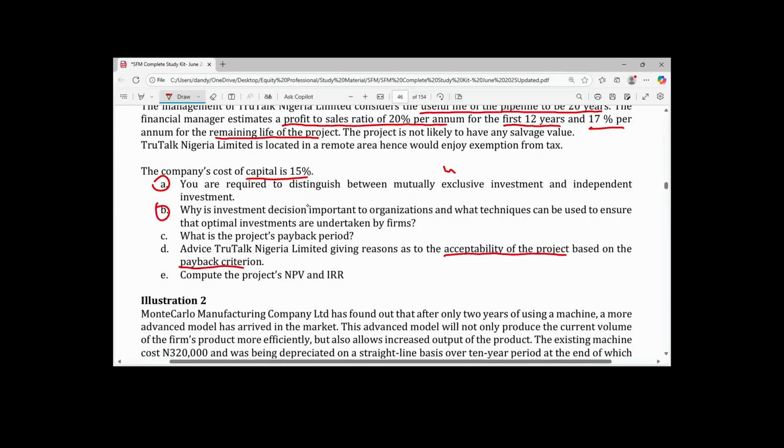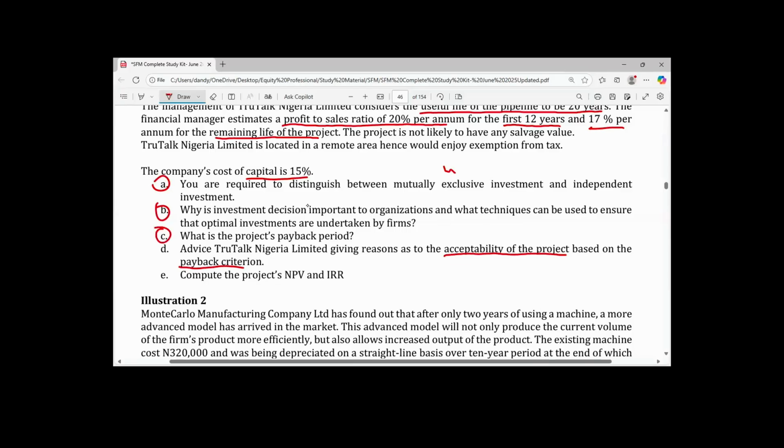So the other part, what techniques? The techniques that can be used to ensure that optimal investment decisions are undertaken by firms include net present value, internal rate of return, modified internal rate of return, payback period, etc. You have answered that. So you move on to the next one.